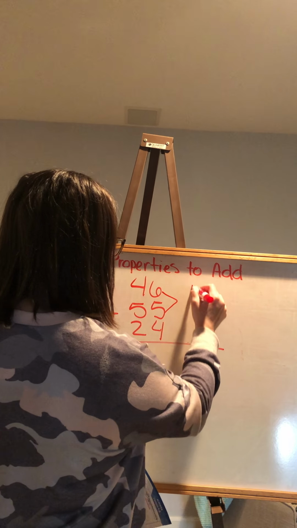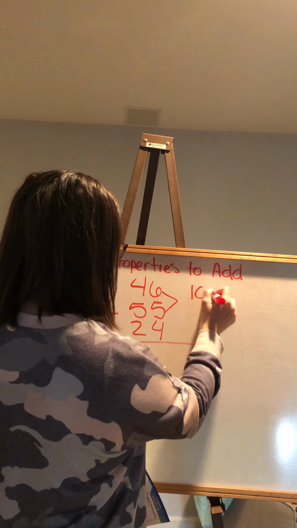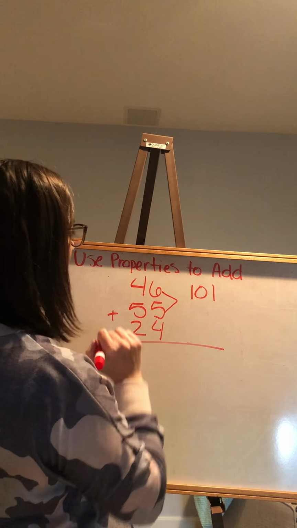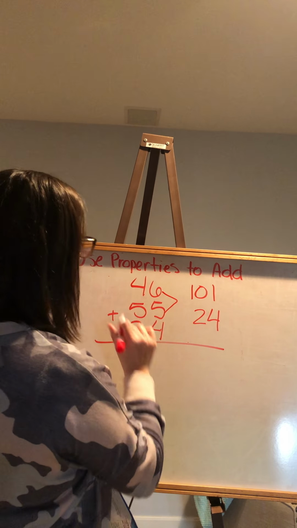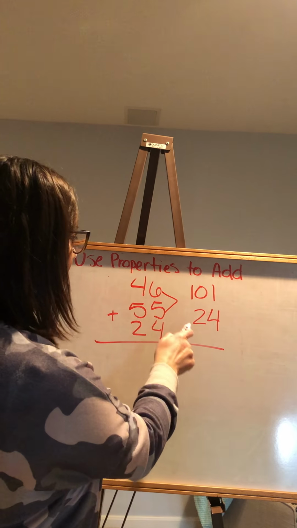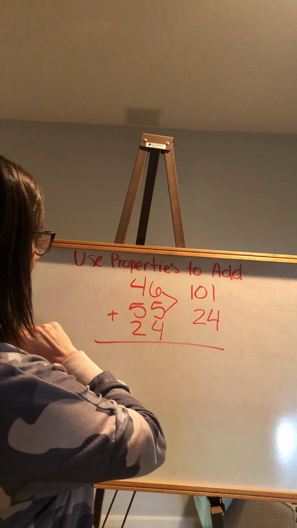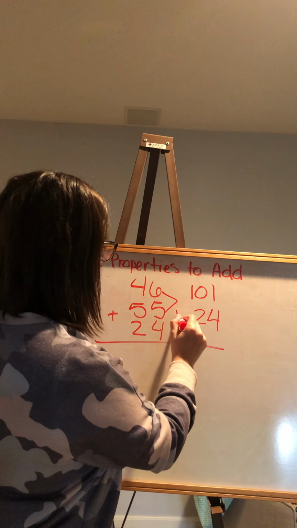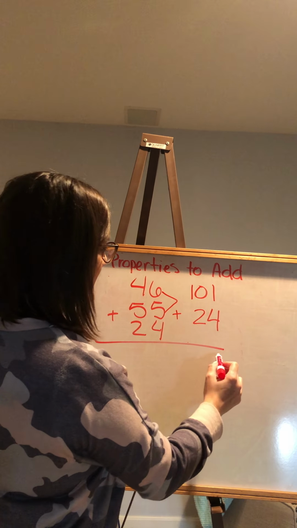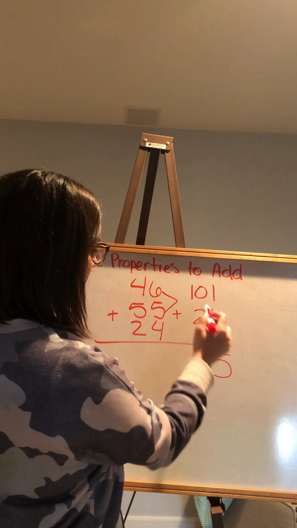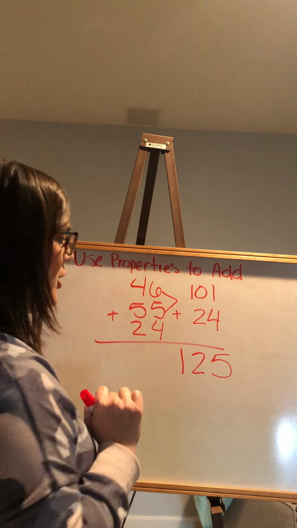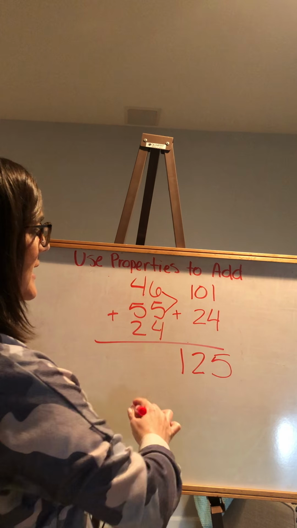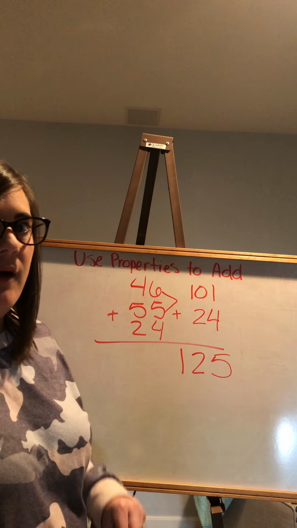So we have 101. Sorry, that took me a minute. Now, we put our 24 over here. It's much easier to add 2 numbers instead of 3. Okay, so now we do that. 4 plus 1, instantly, you know. 0 plus 2 is 2, and then you bring down your 1. Your answer is 125. This is the associative property of addition.